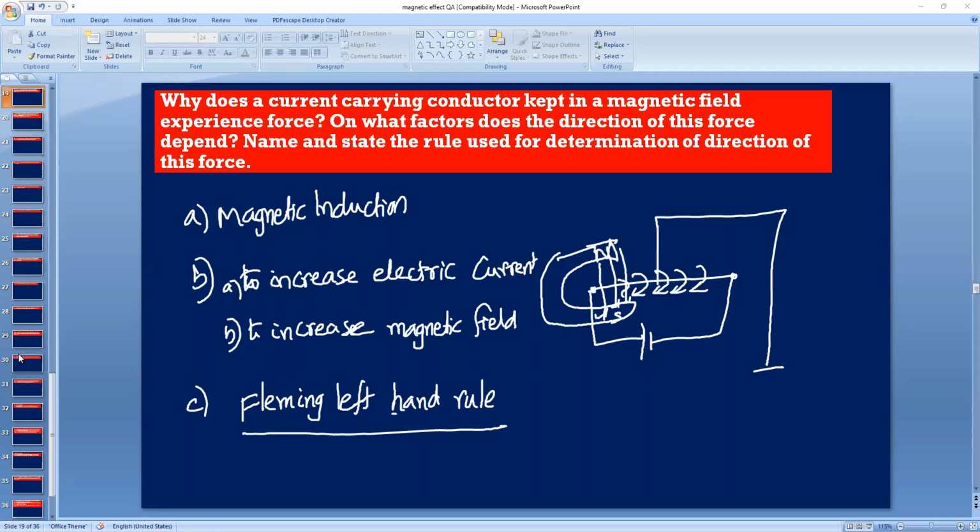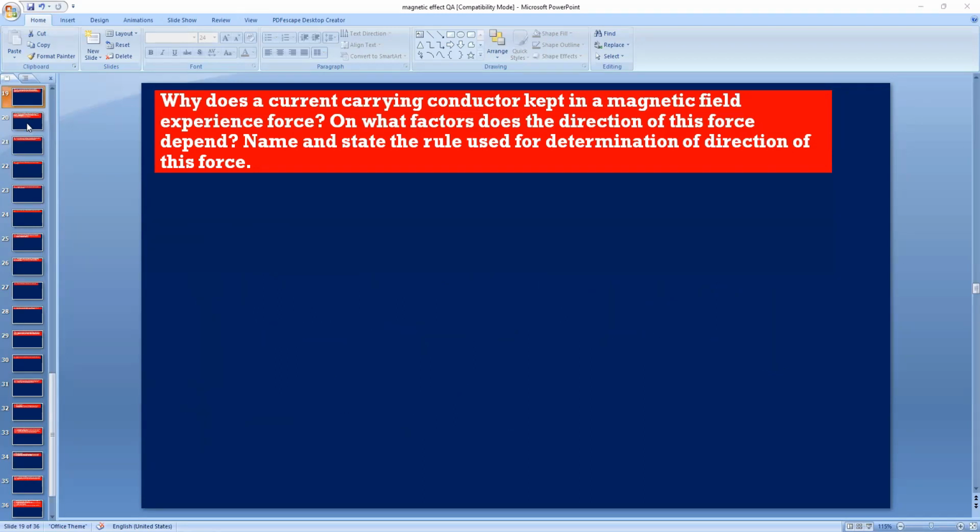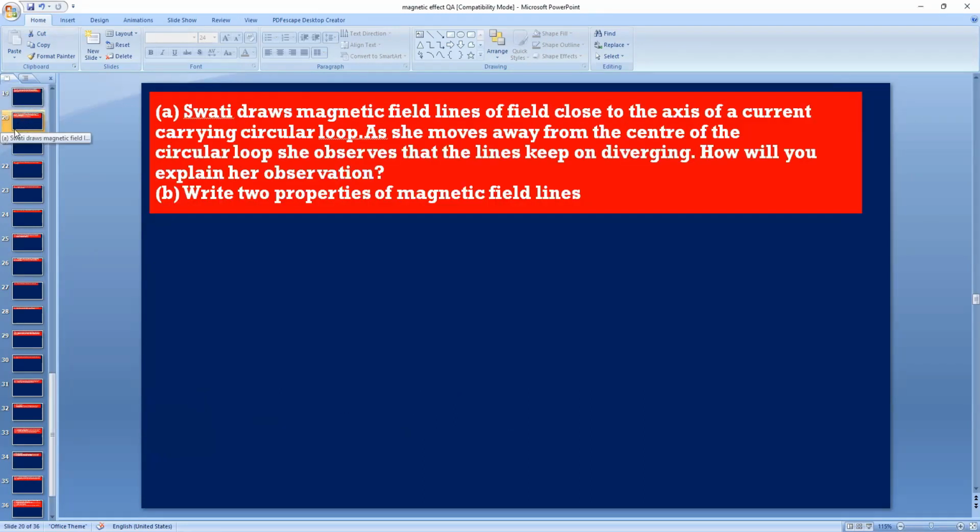Next question is, Swati draws magnetic field lines close to the axis of a current carrying circular loop. As she moves away from the center of the circular loop, she observes that the lines keep on diverging. How will you explain her observation? Second question, write two properties of magnetic field lines.